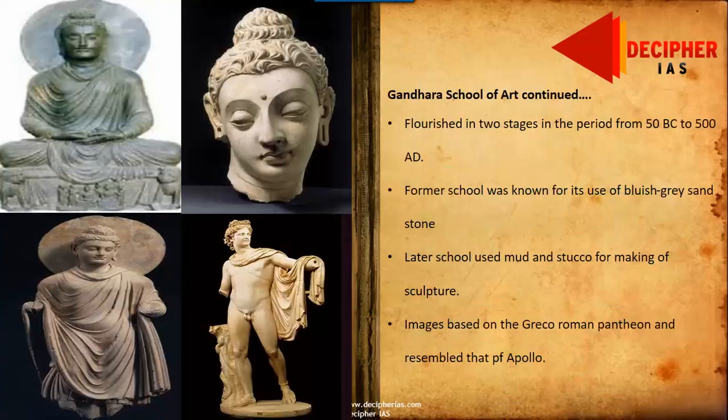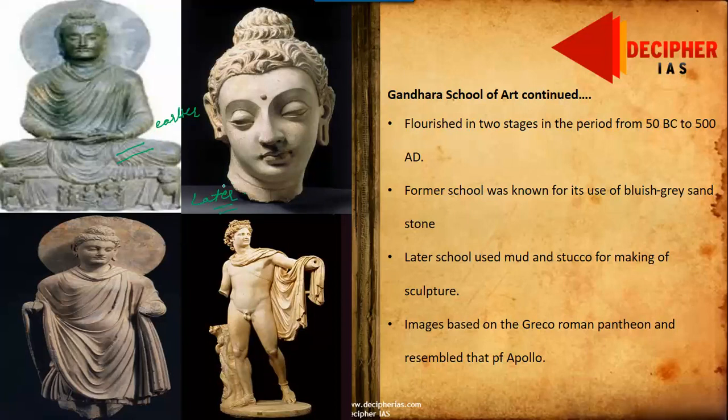Okay, now coming back to the Gandhara School of Art. This school of art flourished in two stages, from 50 BC to 500 AD. While the former school was known for its use of bluish grey sandstone, here you can see the bluish grey sandstone in which the Buddha's sculpture is made. This is the example of earlier Gandhara art, and this is the example of later Gandhara art.